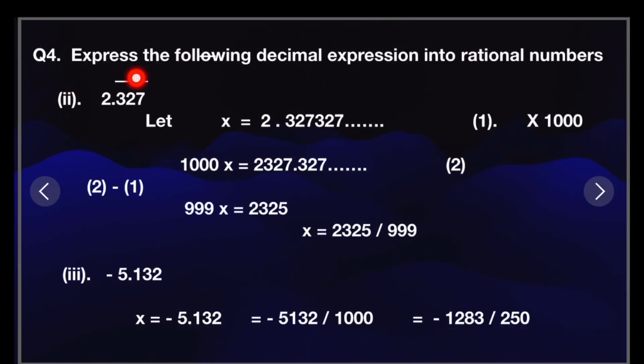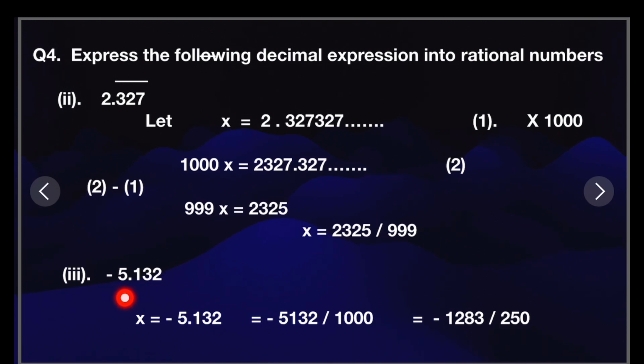Question 4. Express the following decimal expression into rational number: 2.327 bar. So here there are 3 digits. So we are going to multiply it with 1000, so that the point will shift 3 digits to the right. So 1000x is equal to 2327.327327... Now subtract 1000x minus x, you will get 999x. This minus this, you will get 2325. So x is equal to 2325 upon 999.